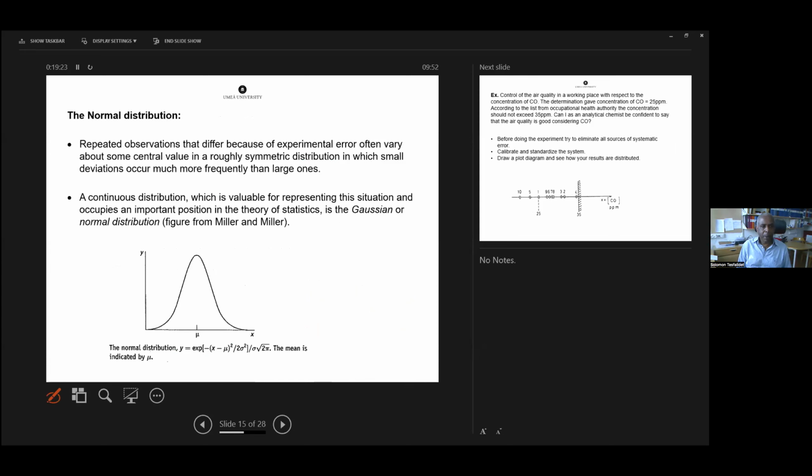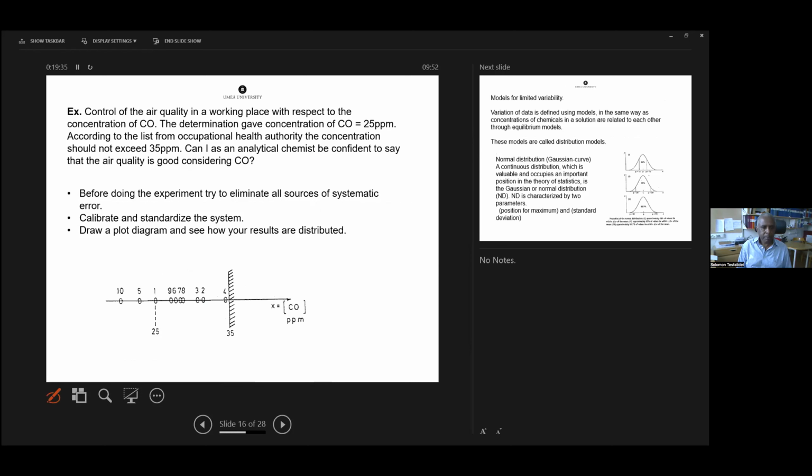And then we have the normal distribution, which is very useful in statistics, this Gaussian normal distribution. That's what we assume that we have. And we have an example here, control of the air quality in a working place with respect to the concentration of, for example, carbon monoxide.